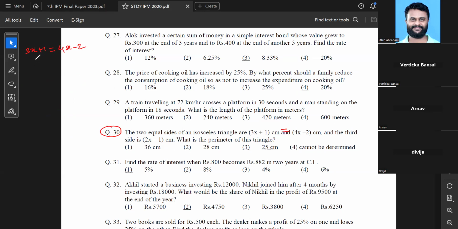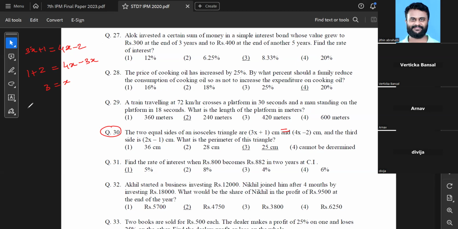So let's do one thing. Let's put all the x terms together. So I have 4x over here. I'll take this 3x to the other side, it becomes minus 3x. I have 1 over here. I'll take this 2 to the other side, it becomes plus 2. So here I have 3, and 4x minus 3x is equal to x. So x equals 3. I've got the value of x now.